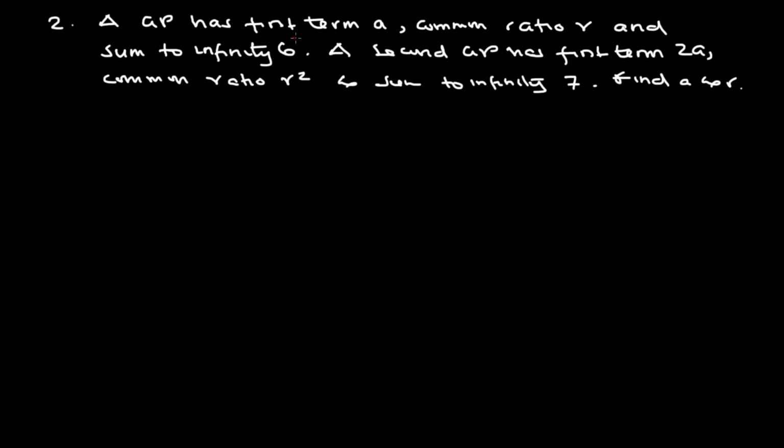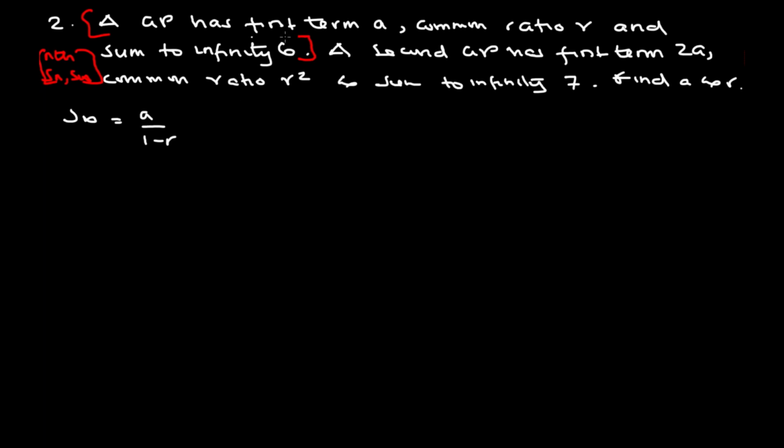So the first is a GP has a first term A, common ratio R, and sum to infinity 6. Okay. But before all that, we need to know, are we dealing with an nth term situation or are we dealing with a sum situation? If we're dealing with the sum situation, which one? Is it the infinity or is it the normal? So we can see that we're dealing with the infinity situation here. So already we know the formula that we're going to deal with. The sum to infinity is equal to A over 1 minus R. Okay. We showed how we got to this.